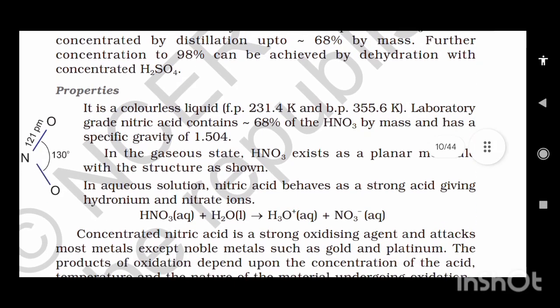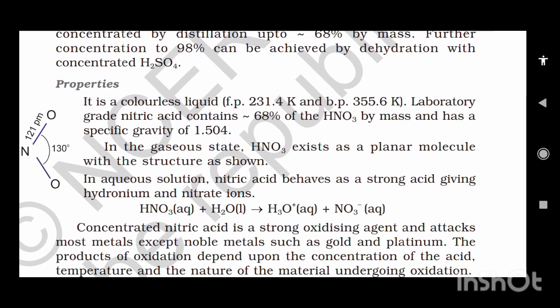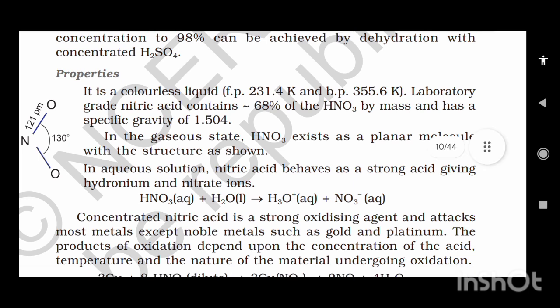Properties. It is a colorless liquid. Laboratory grade nitric acid contains nearly 68% of HNO3 by mass and has a specific gravity. In the gaseous state, HNO3 exists as a planar molecule with the structure. In aqueous solution, nitric acid behaves as a strong acid giving hydronium and nitrate ions.